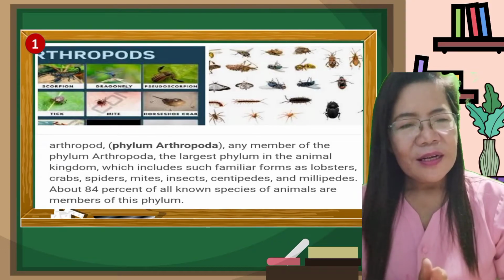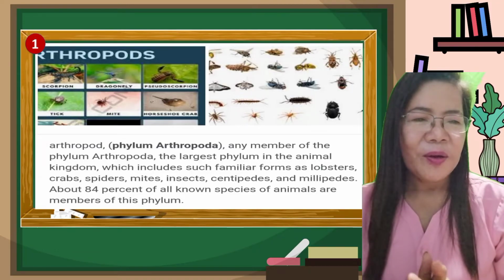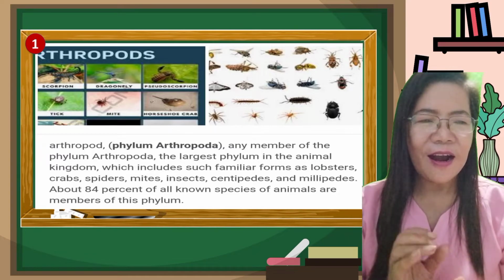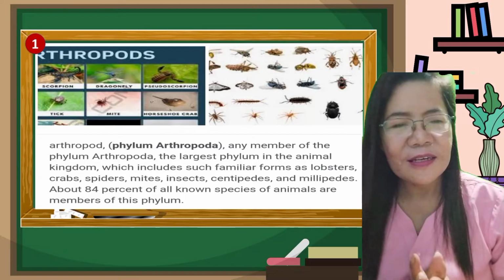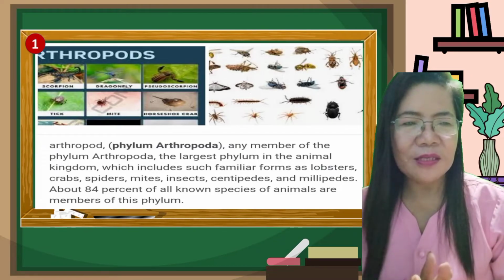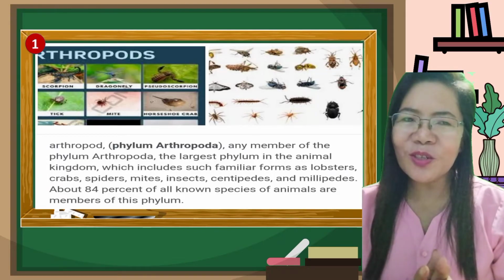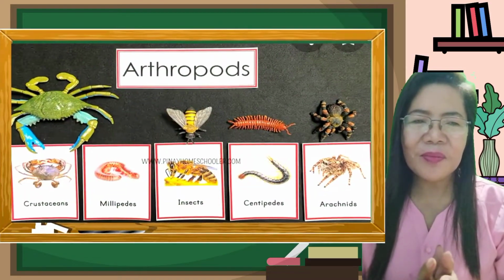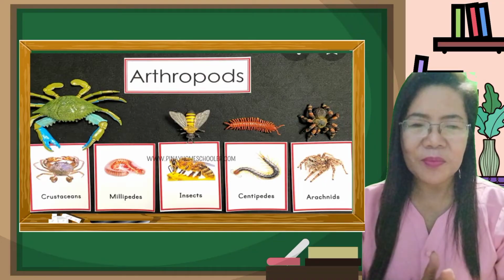Arthropods are divided into 5 groups, like insects, arachnids, crustaceans, centipedes, and millipedes. They are classified based on the structure of their segments, types of appendages, and mouthparts.